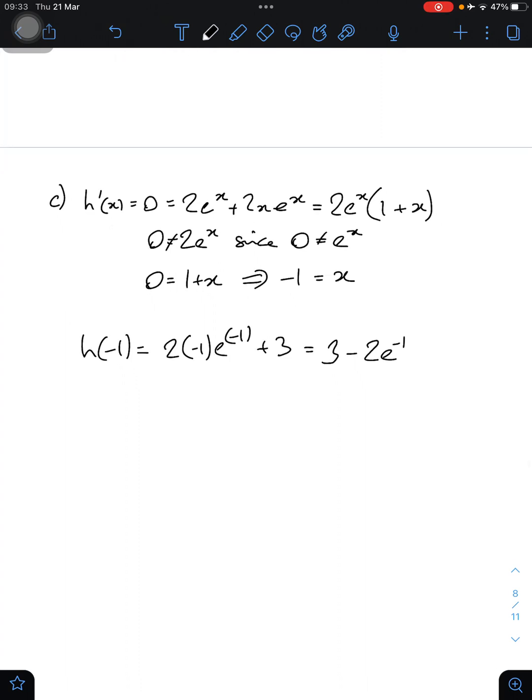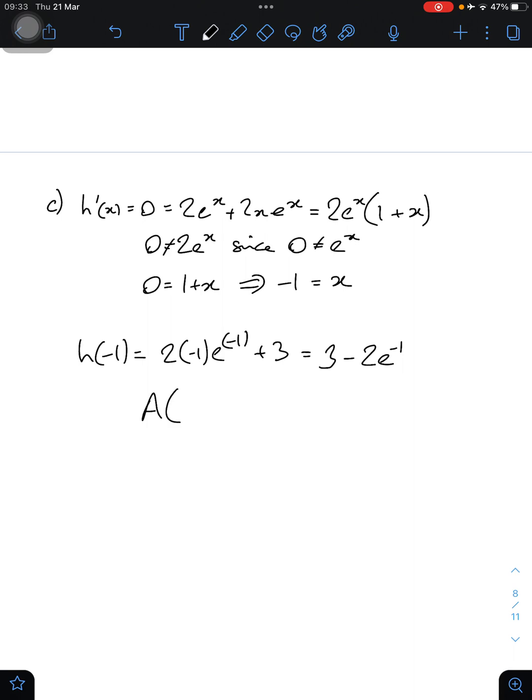And so therefore your coordinates of the point A would be minus 1 and 3 minus 2e to the minus 1.